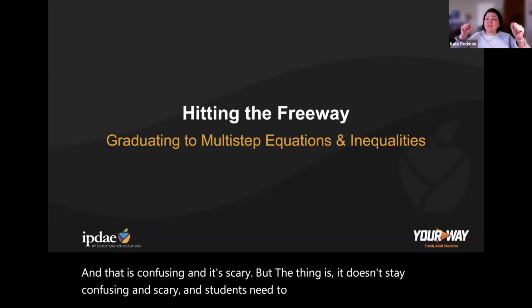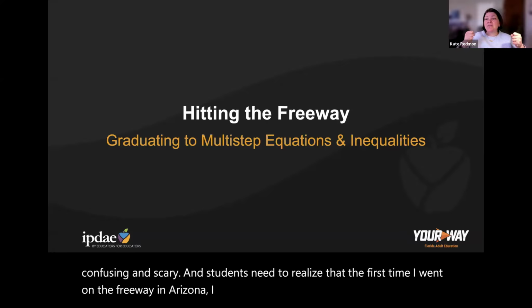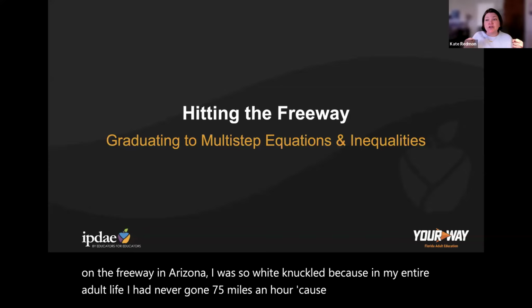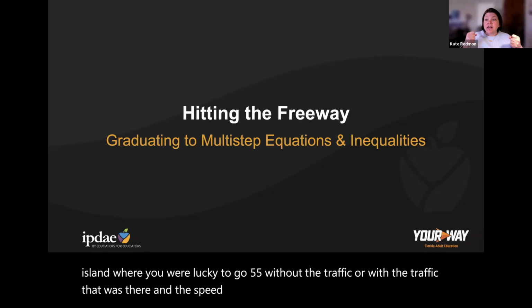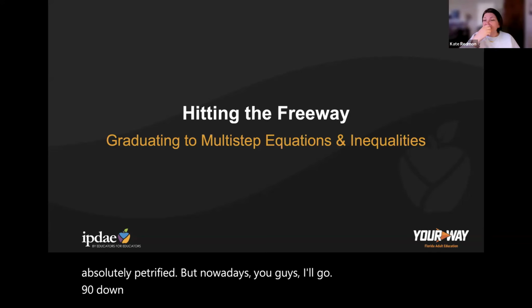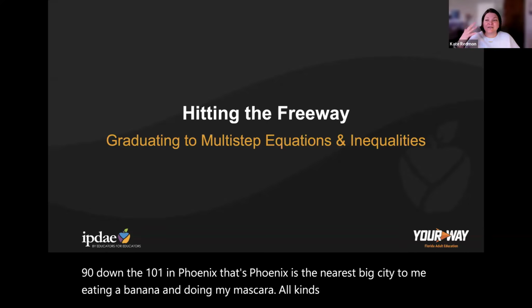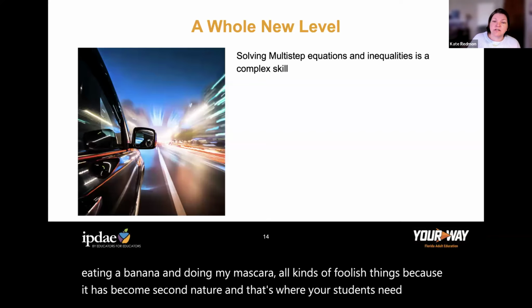You know, the first time I went on the freeway in Arizona, I was so white knuckled because in my entire adult life, I had never gone 75 miles an hour because I grew up on a little bitty island where you were lucky to go 55 without the traffic. Or with the traffic that was there and the speed limits that were there. And so I was just absolutely petrified. But nowadays, you guys, I'll go 90 down the 101 in Phoenix. Phoenix is the nearest big city to me, you know, eating a banana and doing my mascara, all kinds of foolish things because it has become second nature. And that's where your students need to get with solving these multi-step equations.